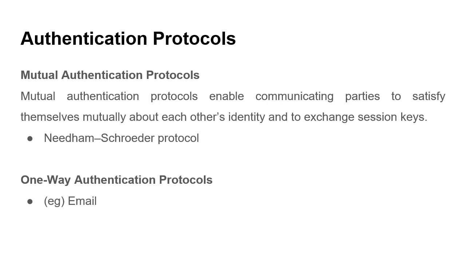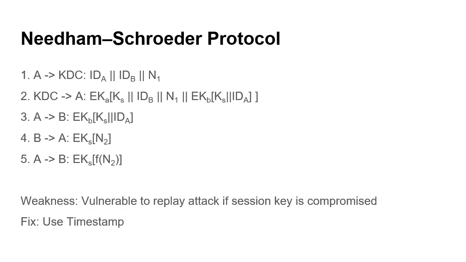Under mutual authentication protocols, we are going to discuss the Needham-Schroeder protocol. This protocol is used to authenticate the parties by exchanging random numbers called N1, that is a nonce. Using this random number, we authenticate each other's parties. Here we are introducing a new entity called the KDC, that is the key distribution center.